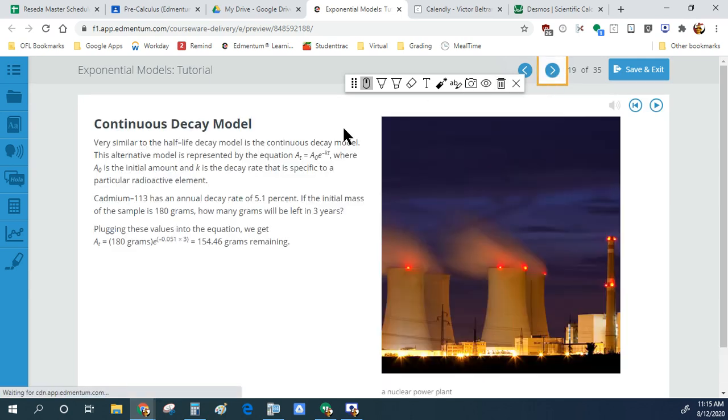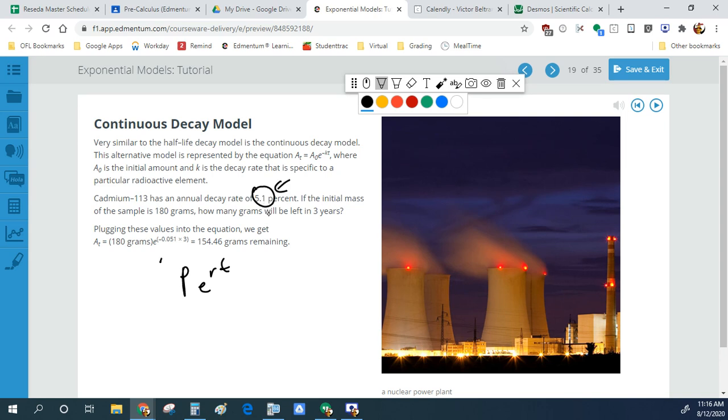All right. So continuous decay. Continuous decay is similar to continuous growth. So remember, continuous growth was just PERT. The only differences are the growth rate. So if it decays, what we're going to do is put a negative exponent right there. So our exponent, you'll see, is negative.